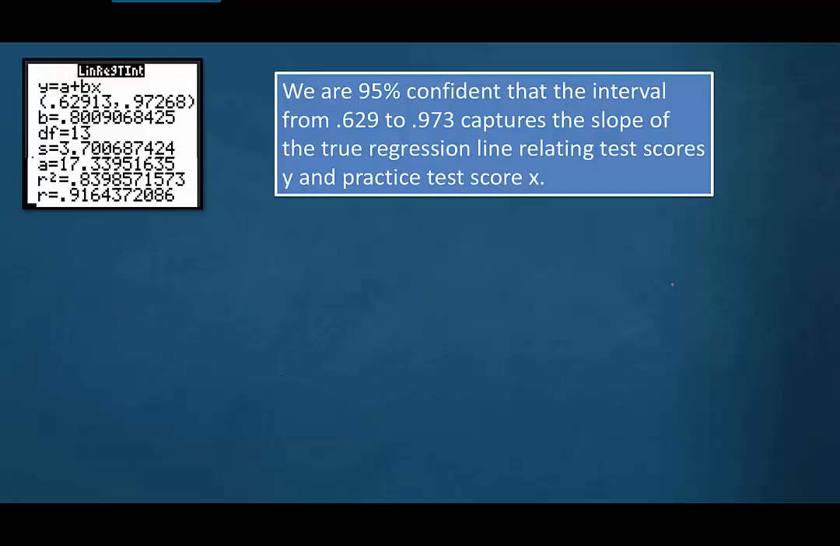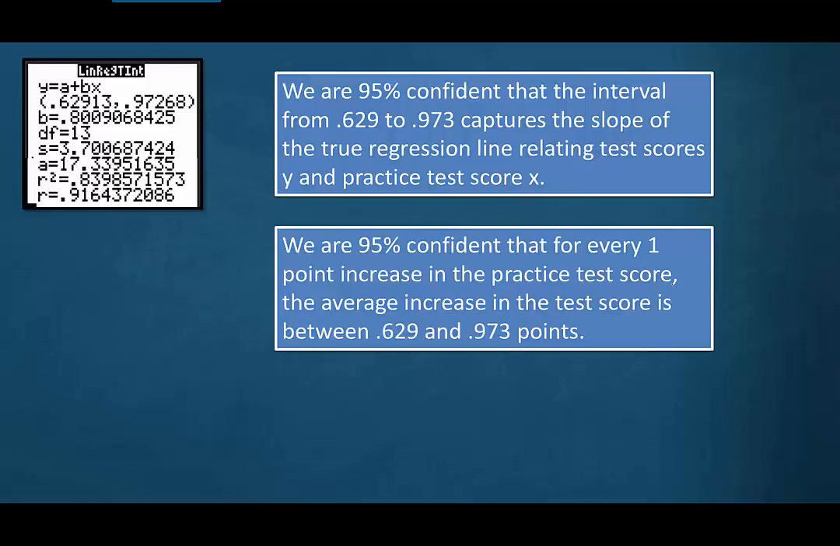So how can we interpret this interval? We're 90% confident the interval from 0.629 to 0.973 captures the slope of the true regression line relating test scores Y to the practice test score X. Or we're 90% confident that for every 1 point increase in the practice test score, the average increase in the test score is between 0.629 and 0.973.